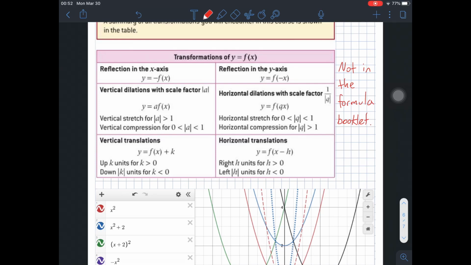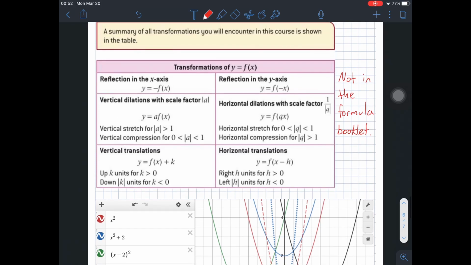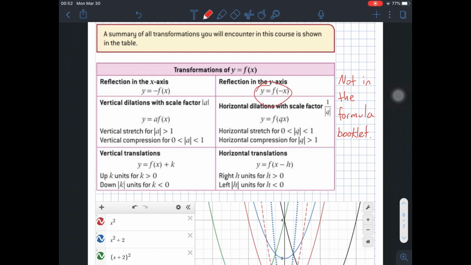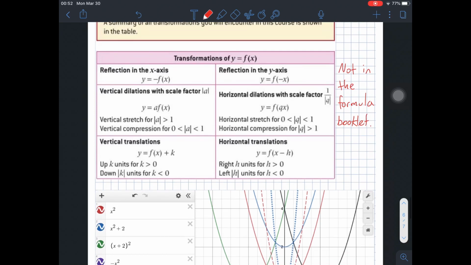So really practice and understand these transformations, and if you understand this well, why each of these transformations look like they look, you wouldn't have much struggle with this topic, okay?